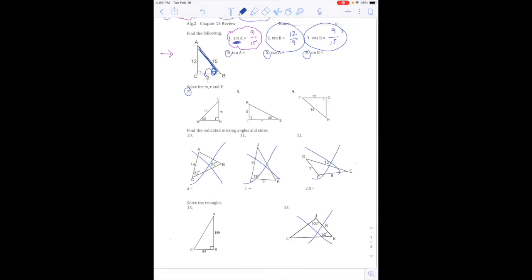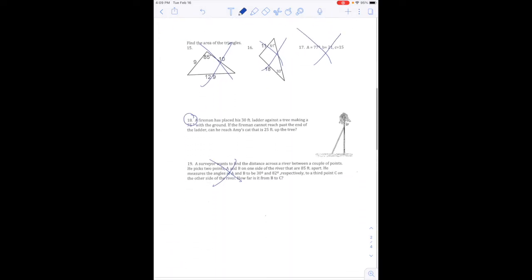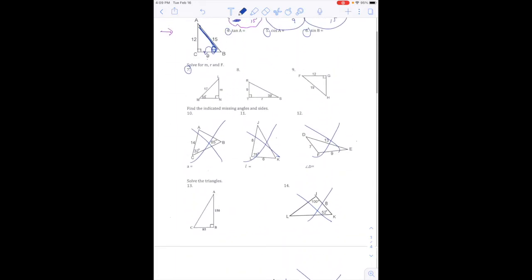All right, so we're just going to do number 7 and call it a day, and the rest of them you can try on your own. I do think that number 18 is going to be a little bit tougher, so don't stress if you can't get it today. So let's try number 7.